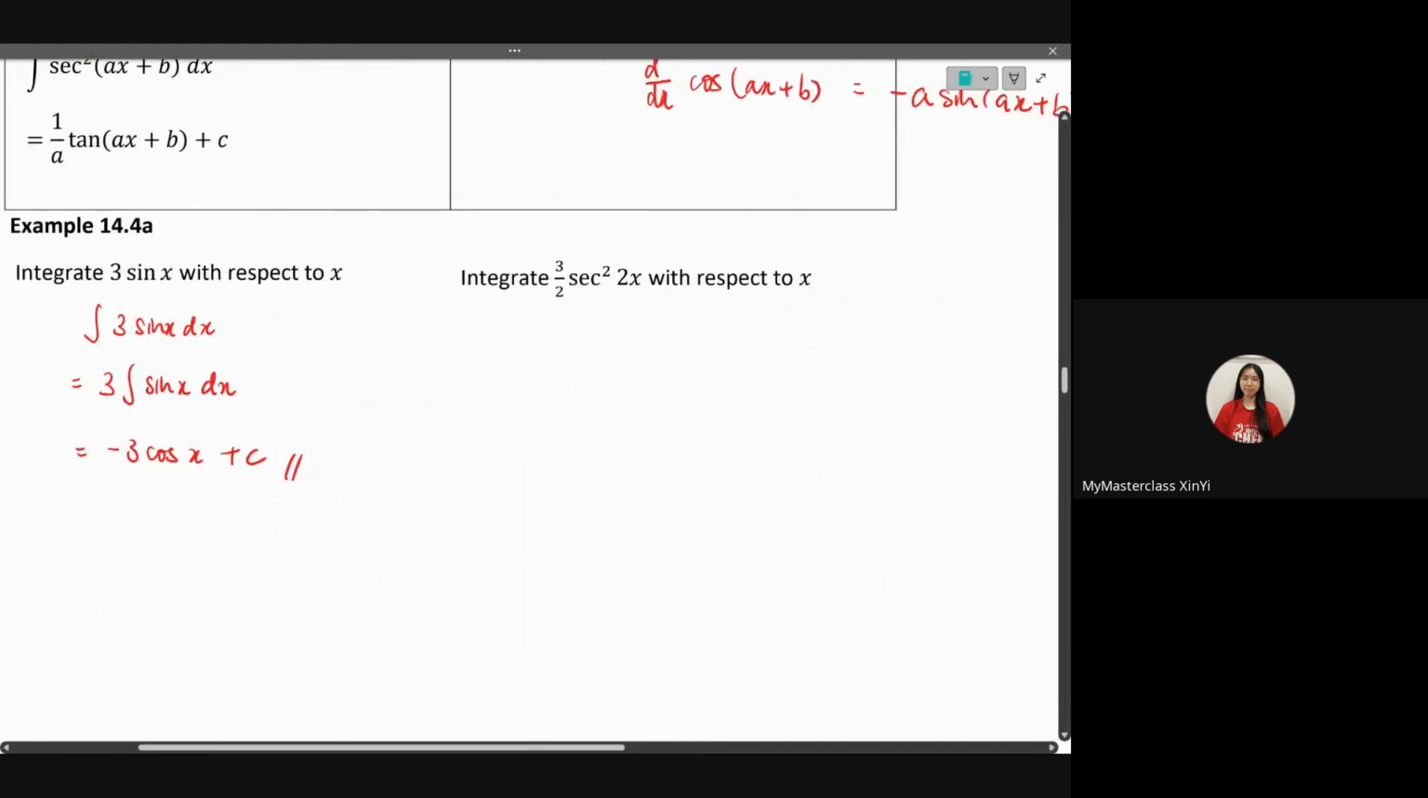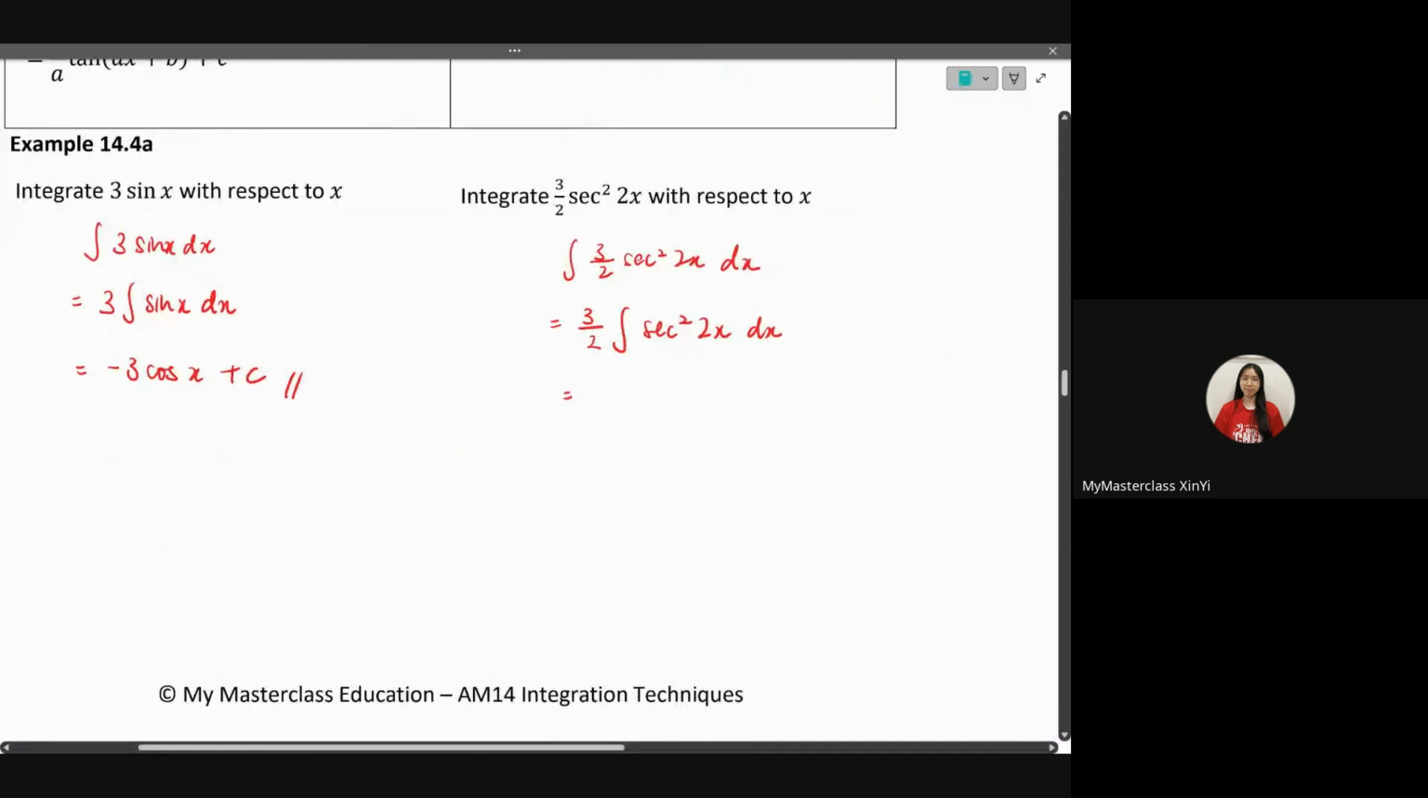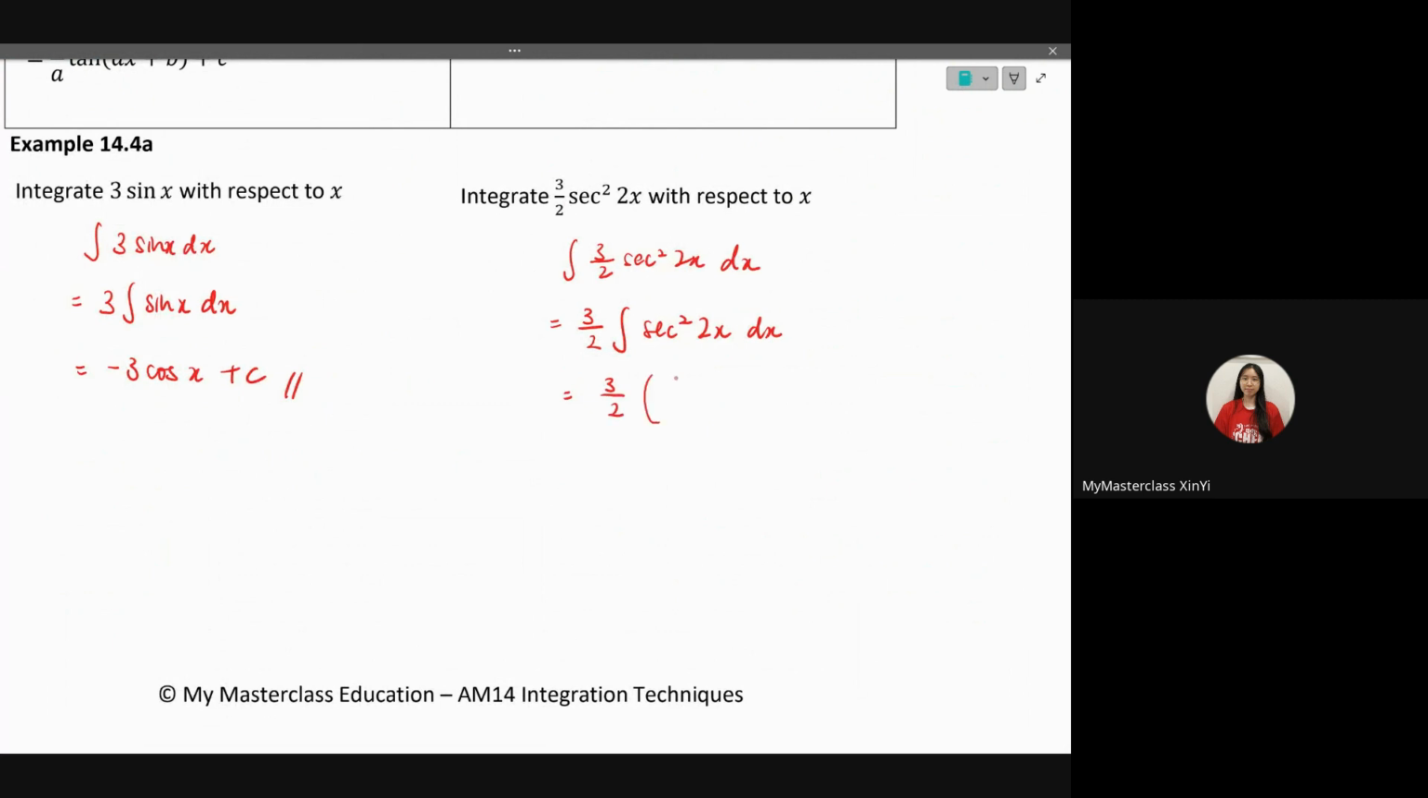Now when I integrate 3 over 2 secant squared 2x with respect to x, what do I get? First step, always take out the constant here, so 3 over 2 secant squared 2x. Notice here my angle is 2x. When I integrate secant squared, I will always get tangent. So over here, I will get 3 over 2 first, then times tangent.